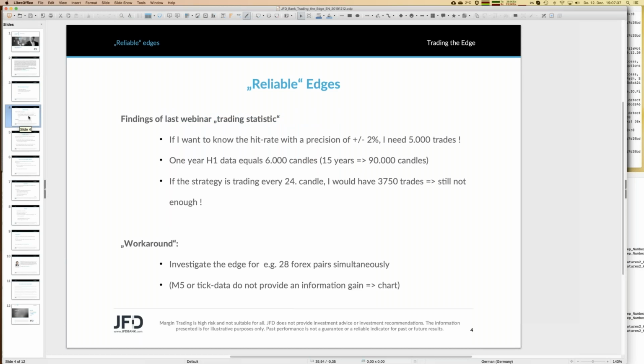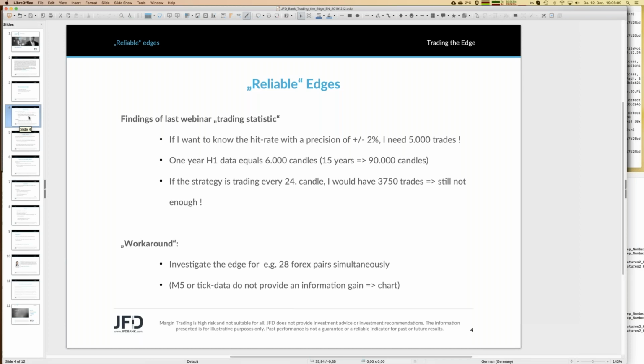I mentioned this already in the last webinar, and therefore I have just three lines here about the findings of the last webinar on trading statistics. Maybe the most important result is in the first line. If I want to know the hit rate with a precision of plus minus 2%, just from a statistical point of view, I would need 5,000 trades.